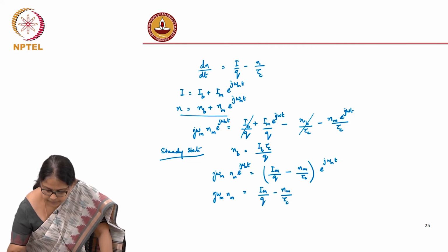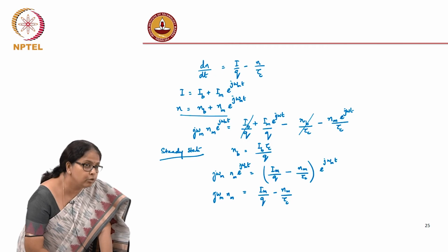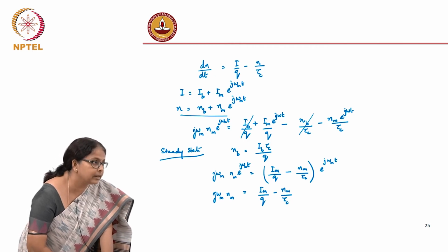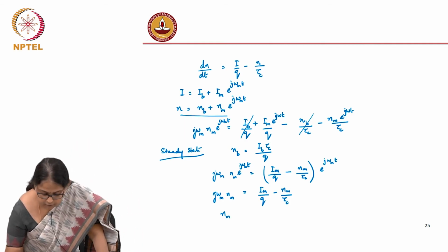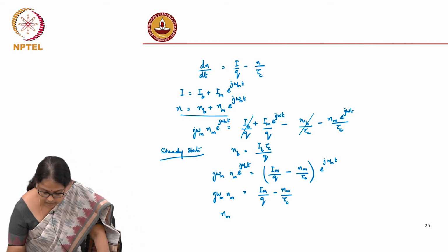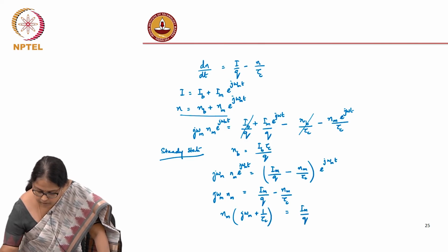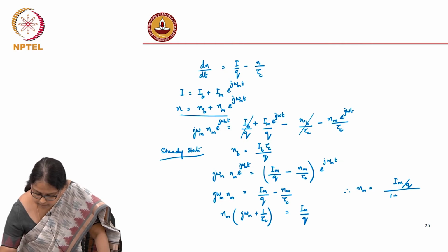Nm by tau c. What is our objective? We want to know whether Nm, the carrier density, is following my input modulation. So I will try to solve for Nm. Nm times j omega m plus 1 by tau c is equal to Im divided by q. Therefore, your Nm is equal to Im by q divided by j omega m plus 1 by tau c.